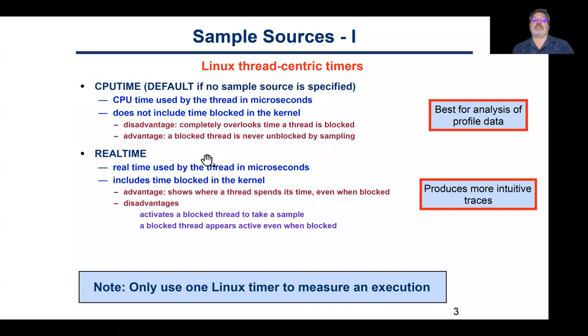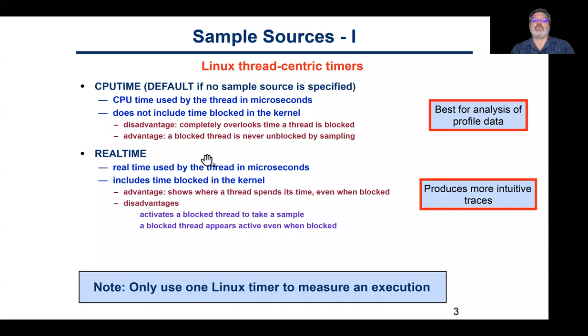Okay, so first, there are a couple of different ways that you can time things on the CPU. If you just say hpcrun and you don't give it any arguments to say what events you want to monitor, then the default event is CPU time. And so that's the best for analysis of profile data.